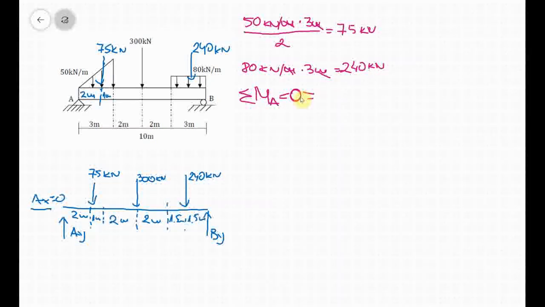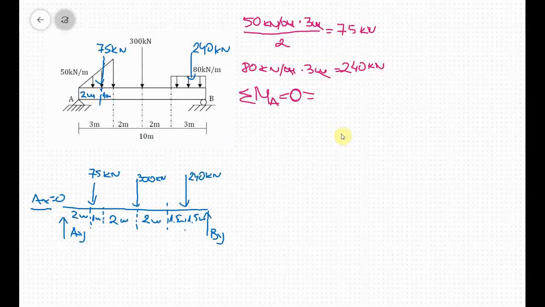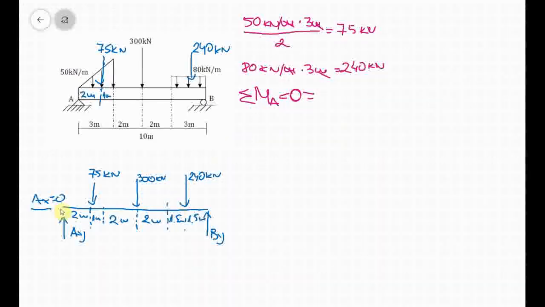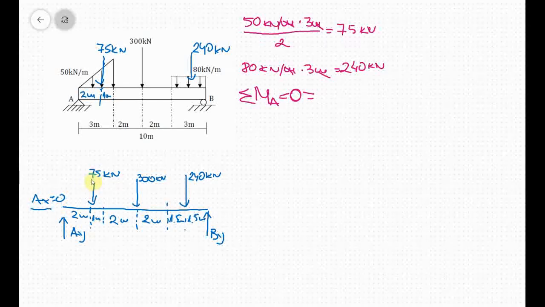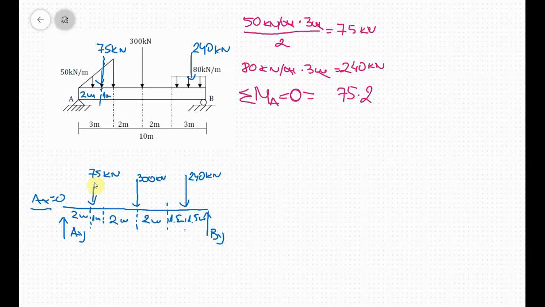So sum of the moments at point A is equal to 0, and that is equal to, for Ax and Ay, we don't include these now in the calculation because the rule is forces that go through the point where the moment is taken cancel out. So next we have this concentrated load of 75 kilonewtons, 2 meters from point A, 75 times 2. But now we need to determine the direction. Is it clockwise or counterclockwise? This 75 kilonewtons of concentrated load makes a clockwise rotation, which means we have a minus sign here.